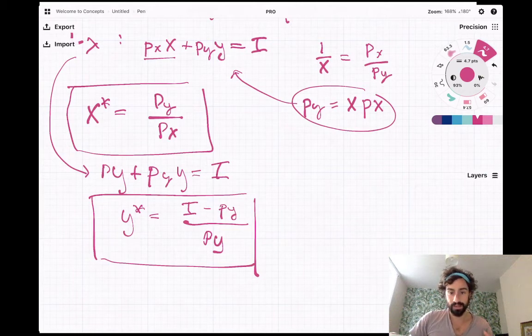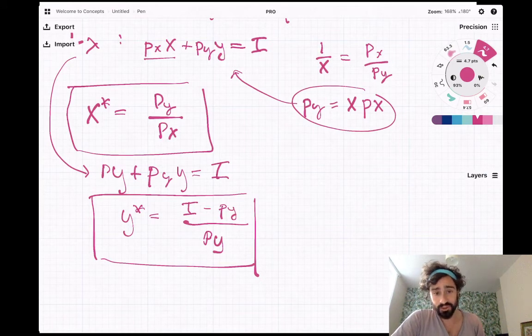You can check that as long as these things are positive, they're both positive. What does it mean for them to both be positive? It means that py has to be less than I, right? As long as py is less than I, then y star is positive, x star is positive, and you can plug that into the budget constraint. You can see that this does in fact satisfy Walras' law, that you're going to spend your entire income, blah, blah, blah.